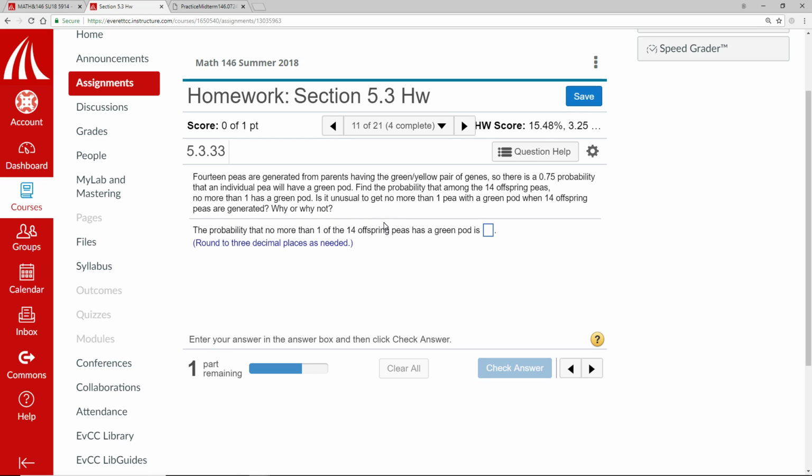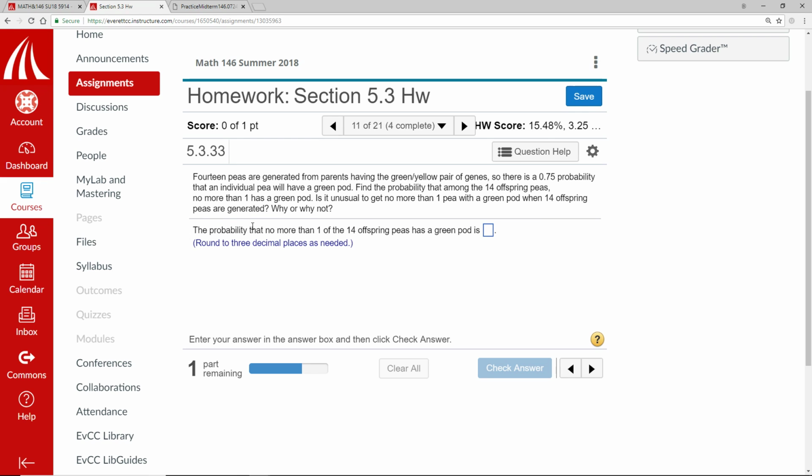All right, I guess we should just keep going. Let's see how far we can get. 14 P's are generated from parents having the green-yellow pair of genes. So there is a 0.75 probability that an individual P will have a green pod. Find the probability that among the 14 offspring P's, no more than one has a green pod. Is it unusual to get no more than one P with a green pod when 14 offspring are generated?